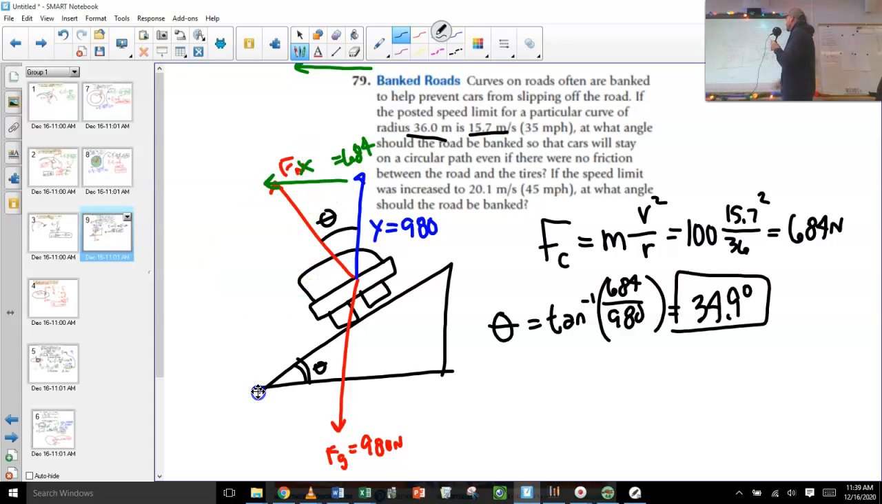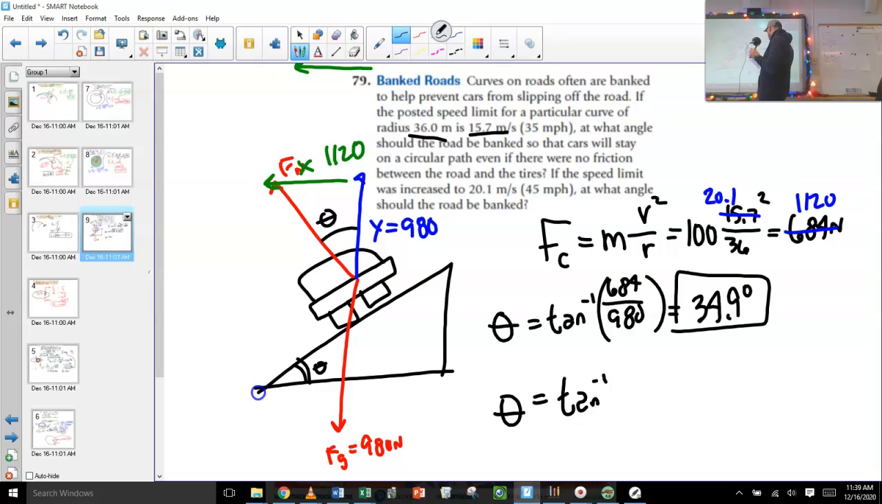Now we just do it all again if the speed limit was different. So we change this to 20.1, which then changes that number to 1120. And that number right there is this number. And then my next angle, 1120 divided by 980. So you're going to have to bank it at a bigger angle. I should expect a larger angle when I do all of this, and you get 48.8.